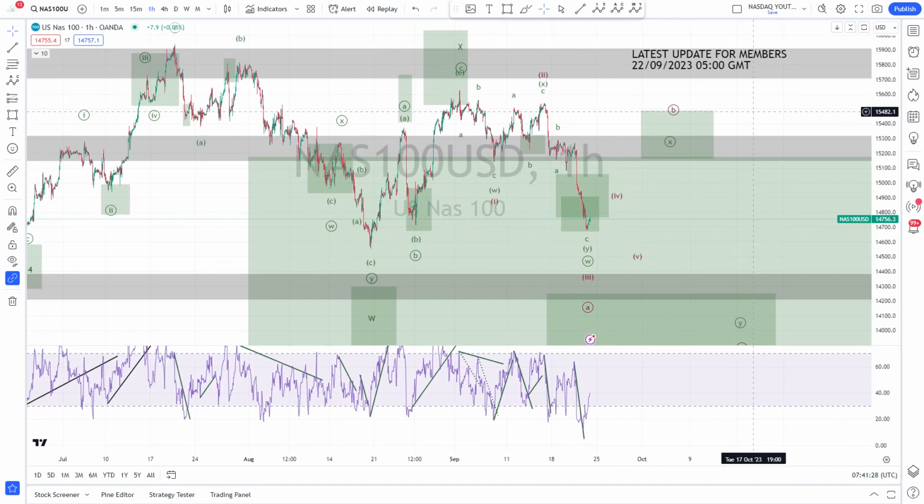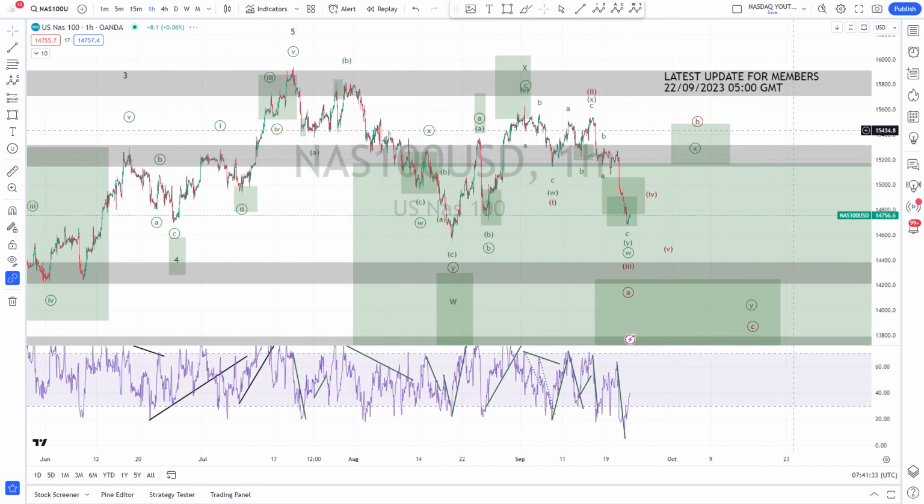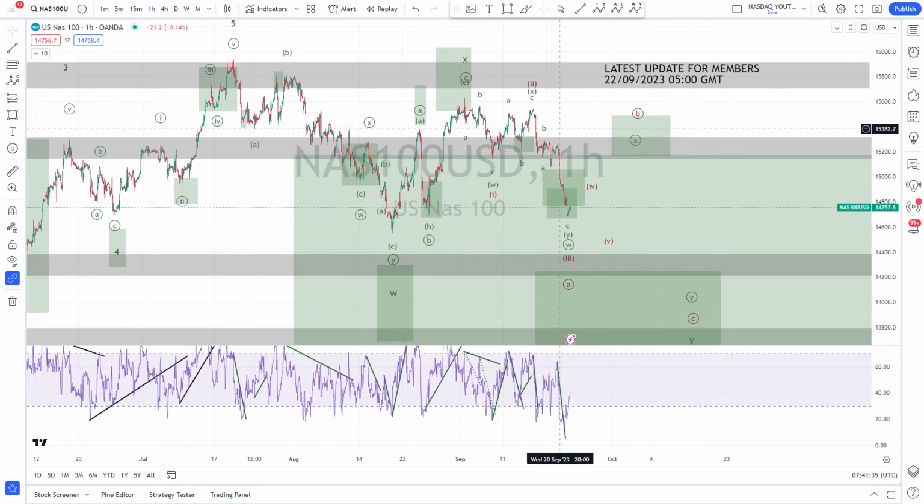So for traders, I think the moves that are in front of us is some kind of upside as a wave X or a wave B, depending on do we get here the 4 and the 5 or not. If we get the 4 and the 5, then we go up as a wave B, followed by downside as a wave C.